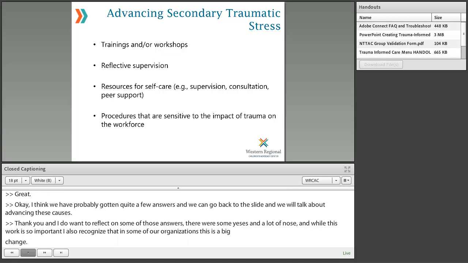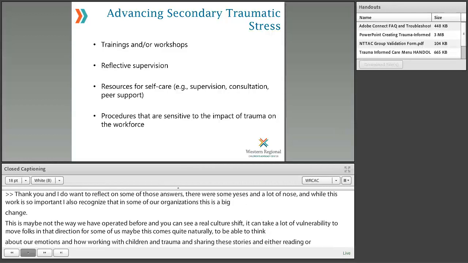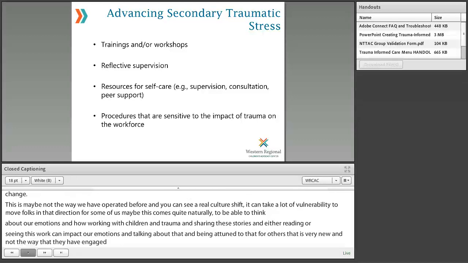For some of us, maybe this comes quite naturally, to be able to think about our emotions and how working with children and trauma and hearing these stories and either reading or seeing this work can impact our emotions, and talking about that and being attuned to that. For others, that is very new and not the way that they've engaged in the organization before. And so I think this is where leadership, supervisors, managers, directors can really come into play, because they're going to be the ones in the organization that need to open up that space for vulnerability.